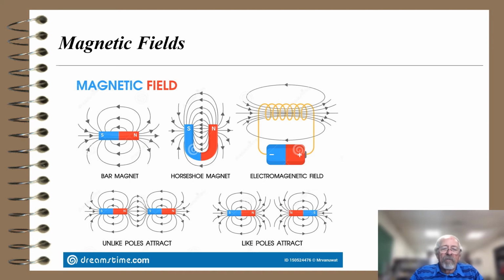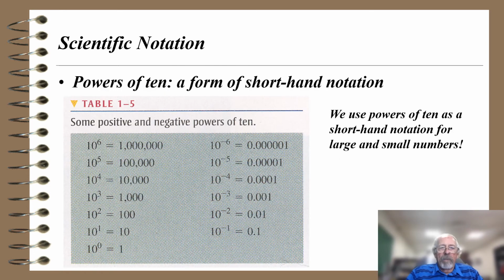We also know probably from our childhood that unlike poles attract. If you have two magnets, you might notice that the north and the south would actually attract one another, where if I put the two north poles together in the bottom right, they actually repel one another.